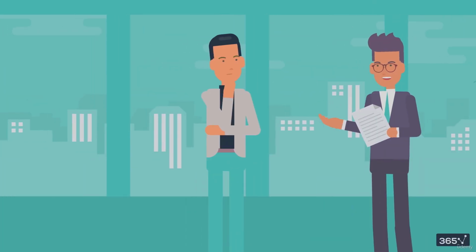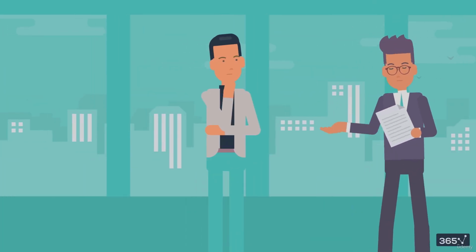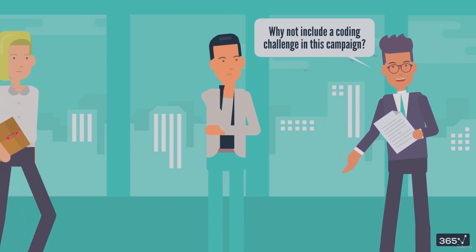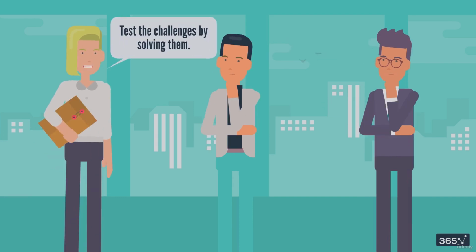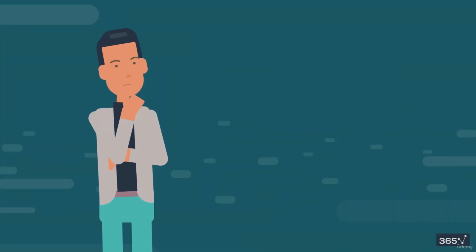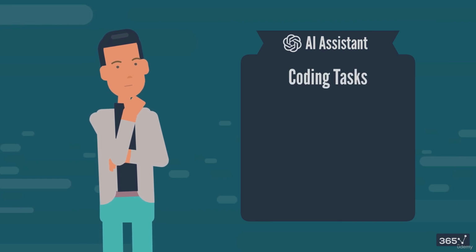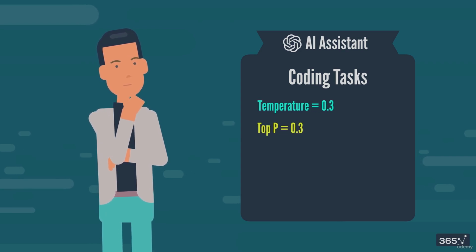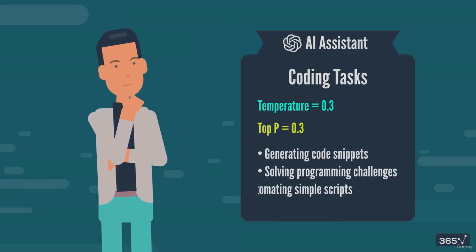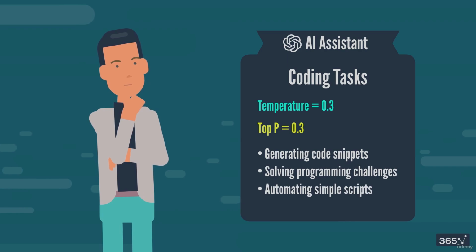Great! We now have the campaign idea, blog post, and articles done using our models. But now the marketing director has developed a new concept. Why not include a coding challenge in this campaign? The software developer has already crafted some challenges. Your new task is to evaluate these by solving them. So, let's configure our model. We need the LLM to have laser focus and deliver clean and reliable code. That's why we'll keep both the temperature and the top P at 0.3. This setup is ideal for generating code snippets, solving programming challenges, or automating simple scripts.